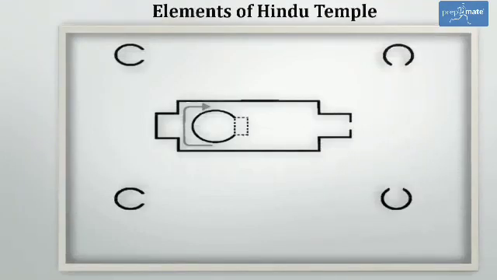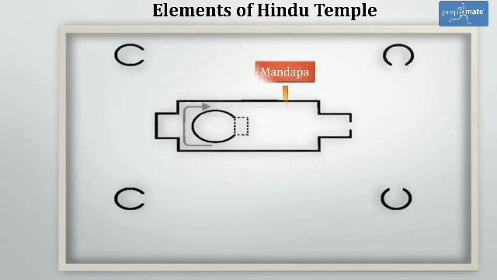Over the time period, various elements were added to the temple structure. Let us one by one discuss these elements. Mandapa. Mandapa was a hall for congregation of a large number of worshippers. Antarala. Antarala was a small antechamber between the Garbhagriha and the Mandapa.